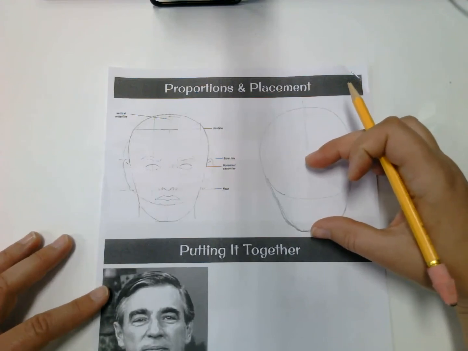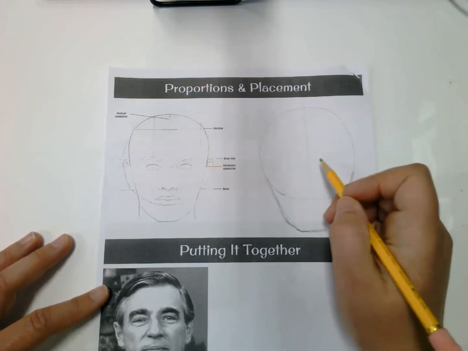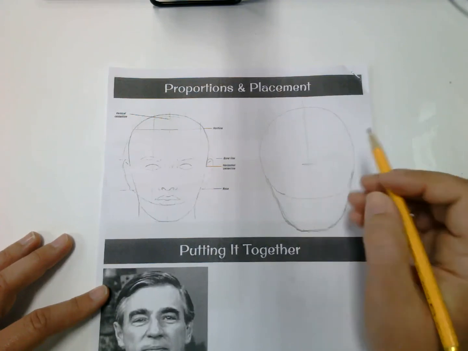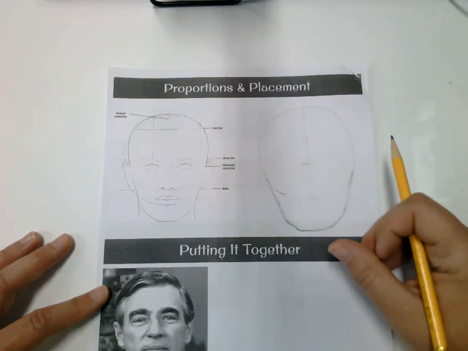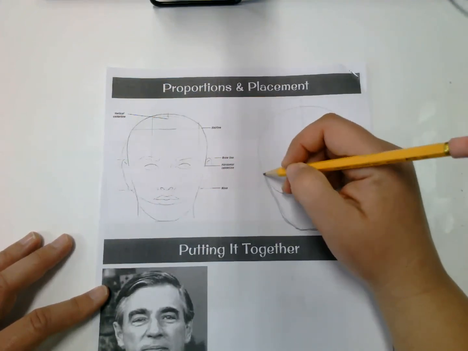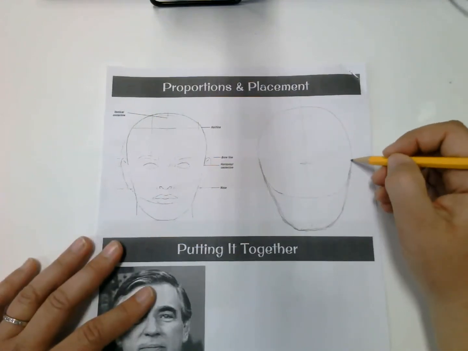What I tend to do is, you might see me go like this. What I'm trying to do is kind of gauge it. Some people will get out a ruler. Honestly, you don't really need to. You just kind of figure that one out.